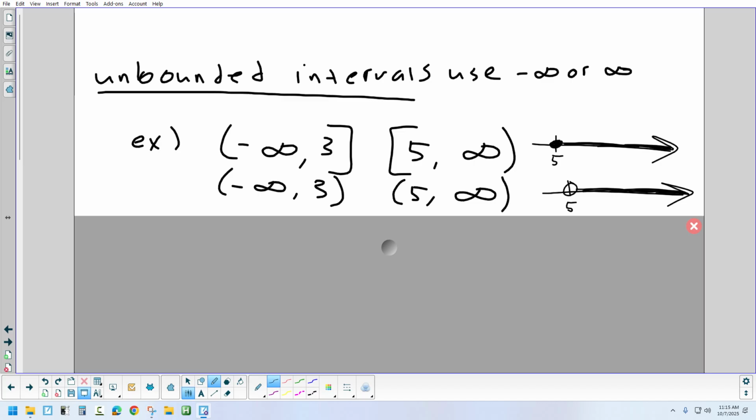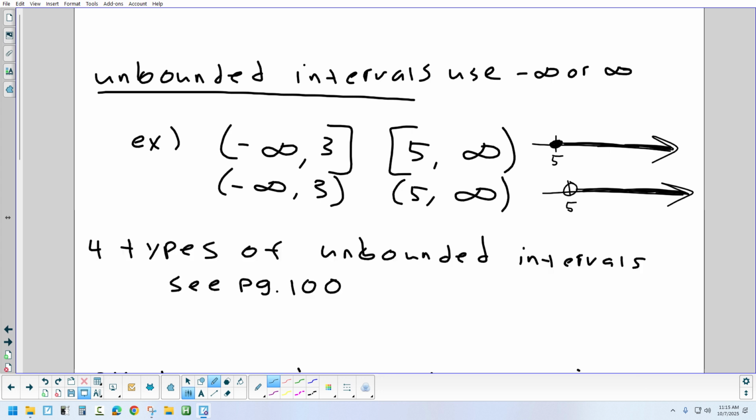And the two on the left would be very similar, but they would be arrows pointing to the left, not the right. And I drew out two of them for you. You can look at page 100 if you want to see pictures of the others.